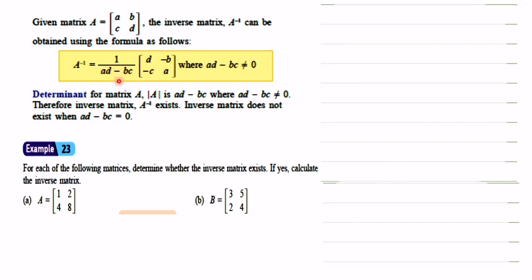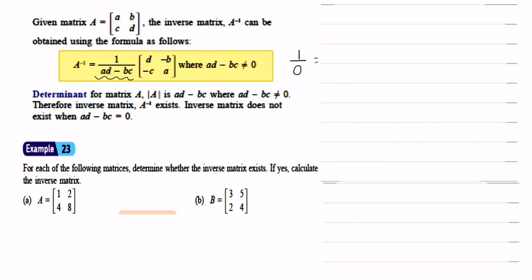If AD minus BC equals 0, means that inverse matrix does not exist. Because if you count 1 over 0, what happens? You will obtain undefined value. Okay, so that's why when determinant AD minus BC equals 0, inverse matrix does not exist.